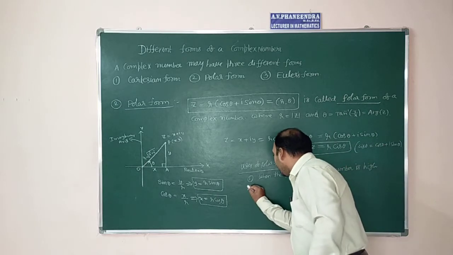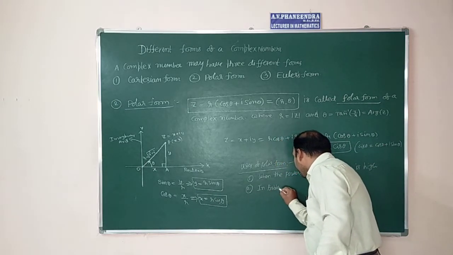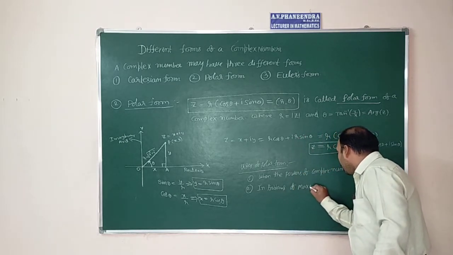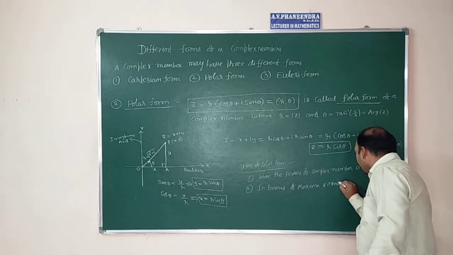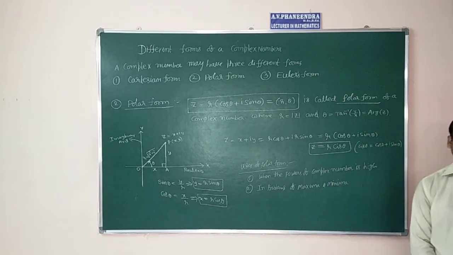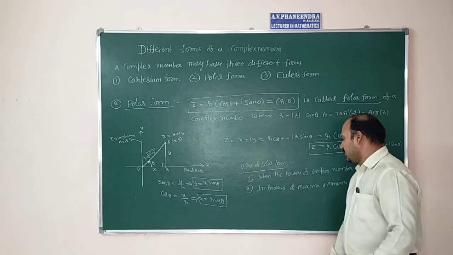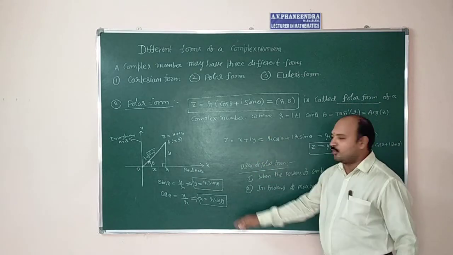And second one, in problems of maximum and minimum. Maximum value of mod z, maximum value of z, like this they will ask that. In problems of maximum and minimum, you can apply this polar form.